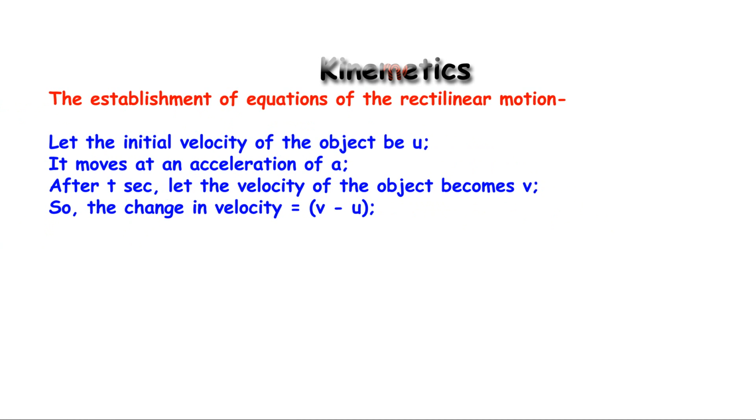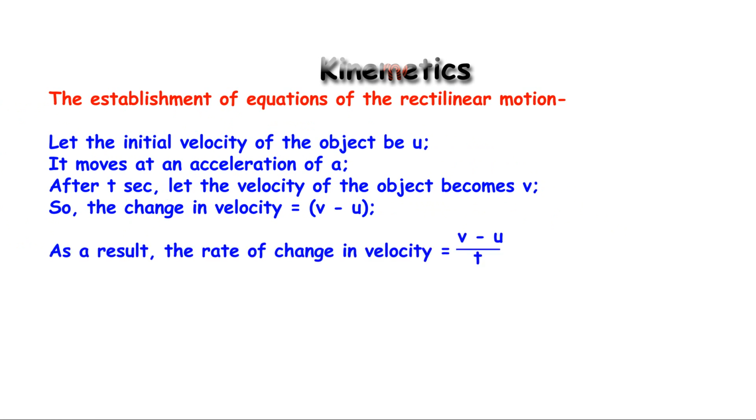Let us imagine that the initial velocity of the object be u and the final velocity be v, while the object is moving at a constant acceleration of a and it travels for next t seconds. So the change in velocity equals the final velocity minus the initial velocity, that is v minus u, and the rate of change in velocity equals (v minus u) by t.